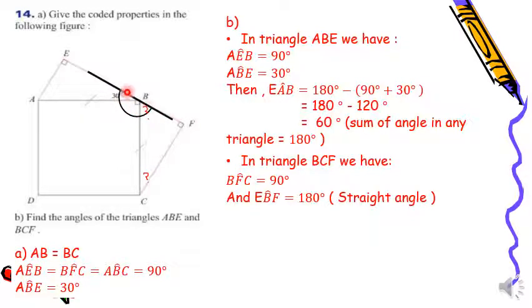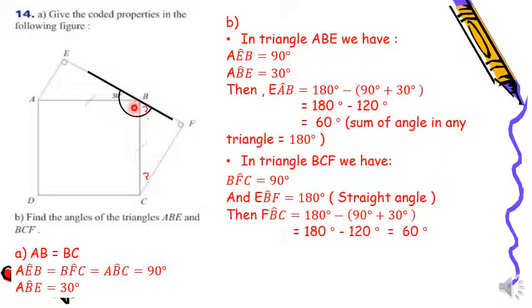So this one will be 180 degrees. To find the angle FBC, we make 180 degrees, the straight angle, minus (30 plus 90), which is 180 minus 120, which gives me 60 degrees. So the measure of angle FBC is 60 degrees. Let's write it down. Here it's 60 degrees.